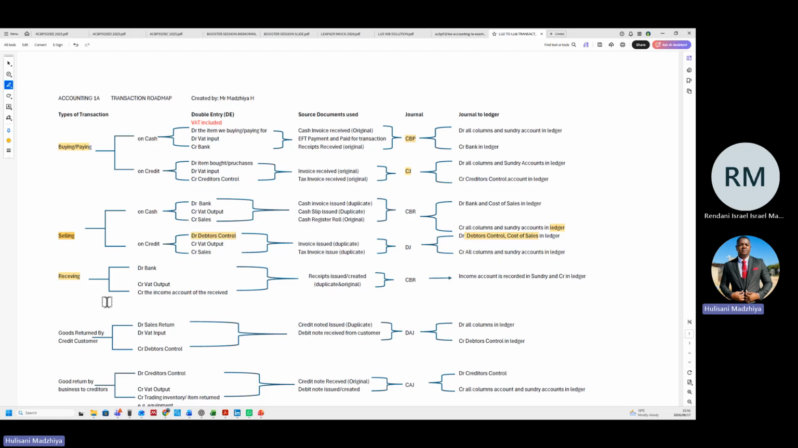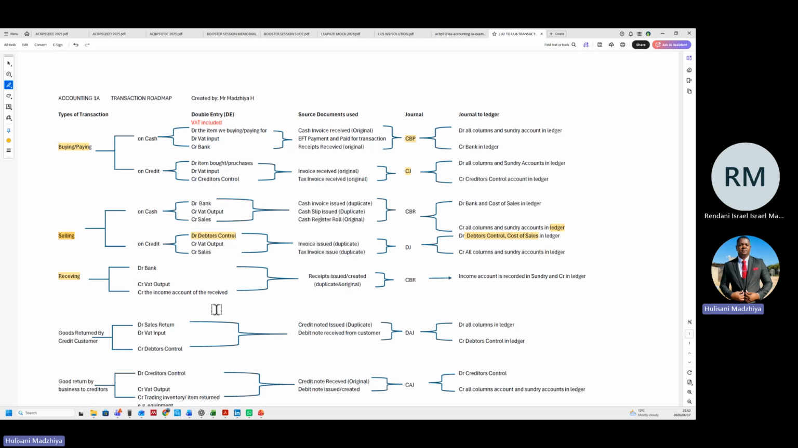Okay, now the account receiving. So there will be times where you will just be receiving money as an income. When you receive money as an income, this will all be recorded in your cash book receipts. You will issue a receipt as a business to indicate that you received money. The receipt that we receive, it means that goes to cash book payments. But the moment we issue a receipt, it means that this will then be recorded in your cash book receipts. The columns affected here are bank, VAT output, as well as the other income account.